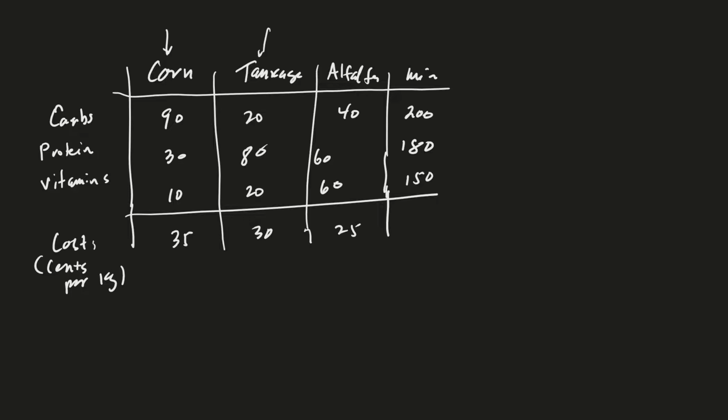And so the minimum daily requirement is listed here in the last column: 200 units of carbs, 180 of protein, and 150 of vitamins. So we want to use that information to try to minimize the cost of the feed. And so down below here we have the cost in cents for each kilogram of either corn or tankage or alfalfa. Good. So you might go ahead and pause the button here and see if you can write down what the LP should be, the linear program.